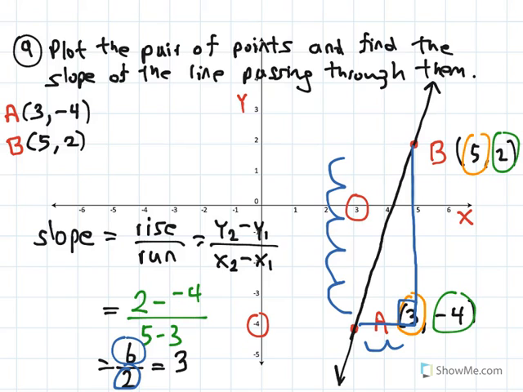You can have positive slope, as we see for number 9. You can have a negative slope if your line is falling from left to right. You can have a slope of 0 if you have a horizontal line, and you can have an undefined slope if your line is vertical.